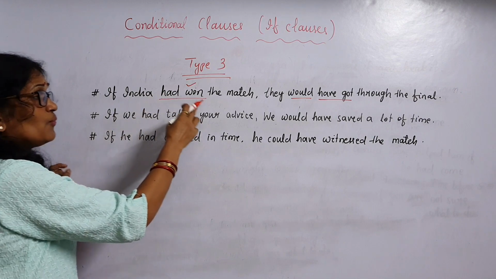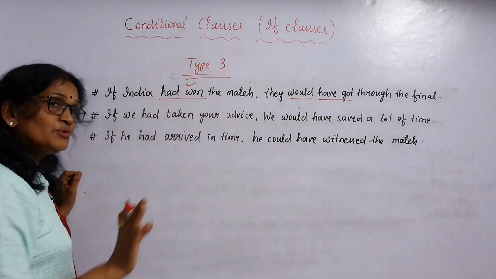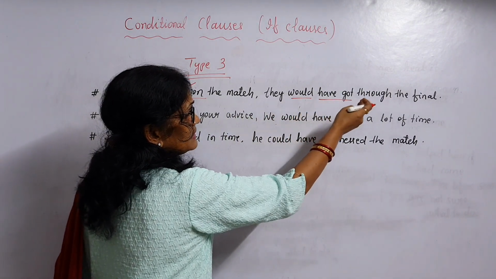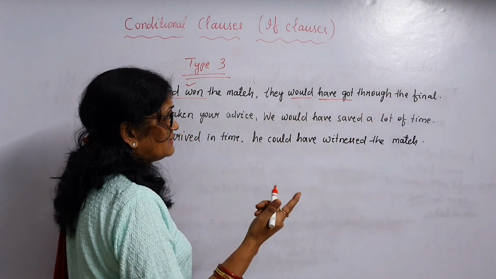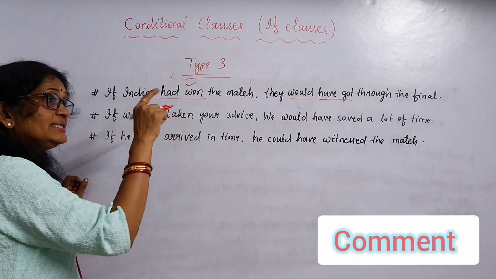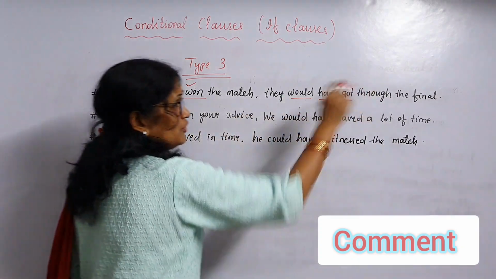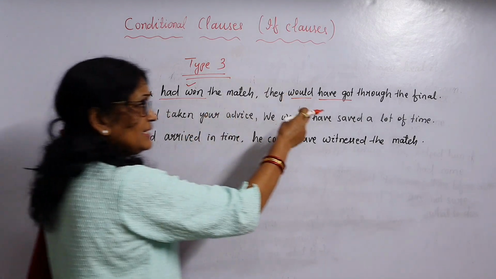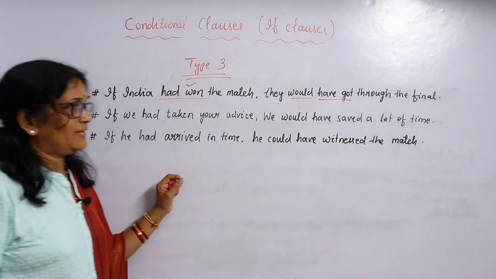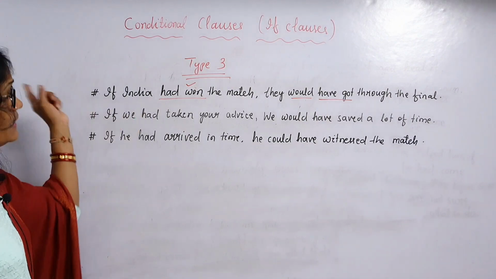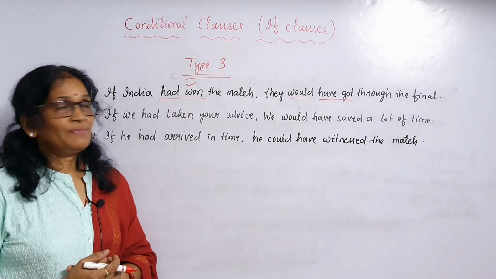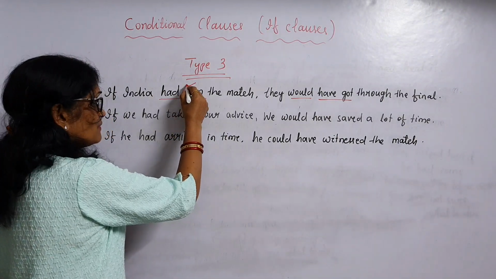If India had won the match, that means India did not win the match. They would have got through to the final. That means they did not get through to the final. India did not win the match. India did not get through to the final. Okay, there you use it. If India had won the match, they would have got through to the final. There you use past perfect.